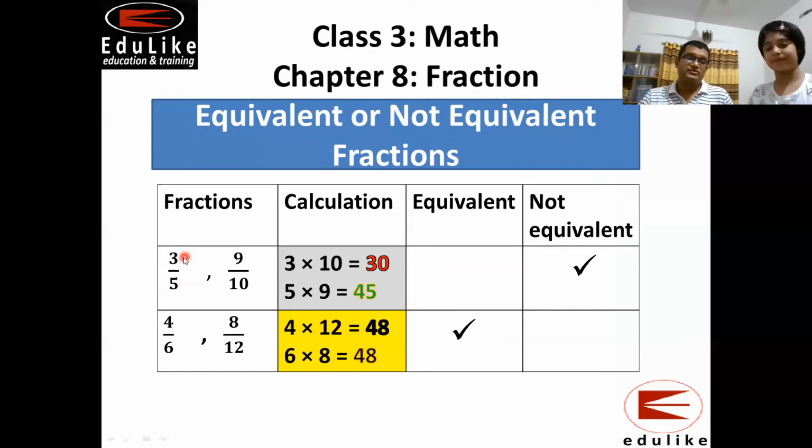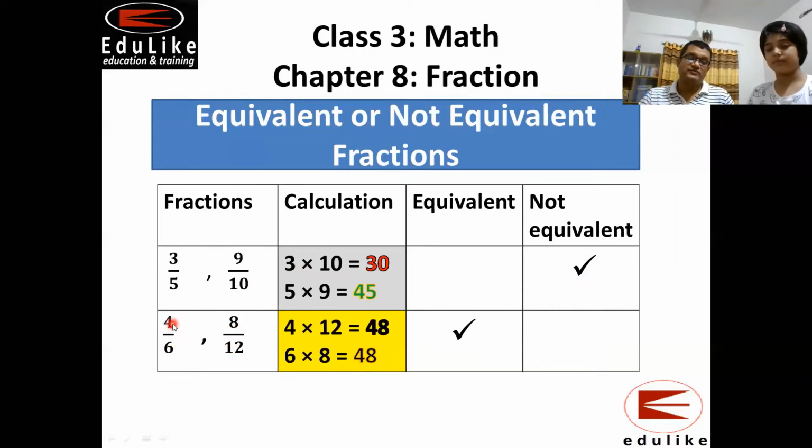Equivalent or not equivalent fractions. Between the fraction 3 by 5 and 9 by 10, 3 multiplied by 10 is equal to 30 and 5 multiplied by 9 is equal to 45. This 30 and this 45 are not same, so we can say that 3 by 5 and 9 by 10 are not equivalent.